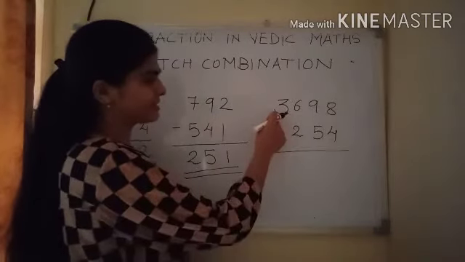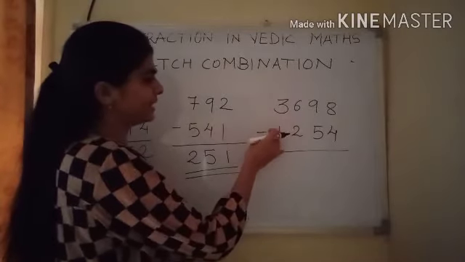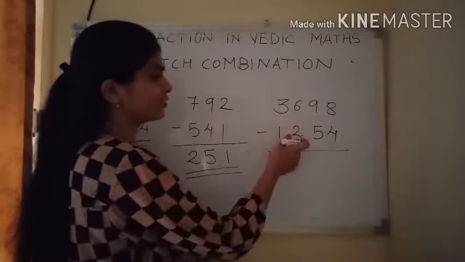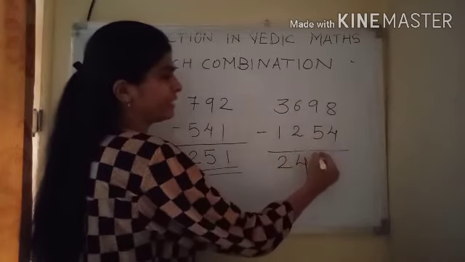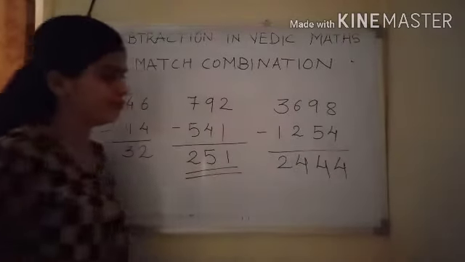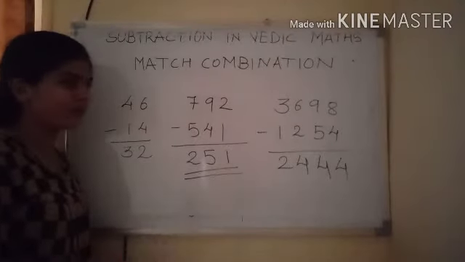Now let's discuss the next one. Start with the left hand side. 3 minus 1, that is 2. 6 minus 2, 4. 9 minus 5, 4. 8 minus 4, 4. It is quite simple because there is no borrow. This is the match combination.